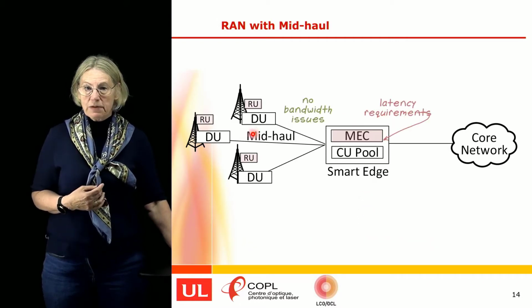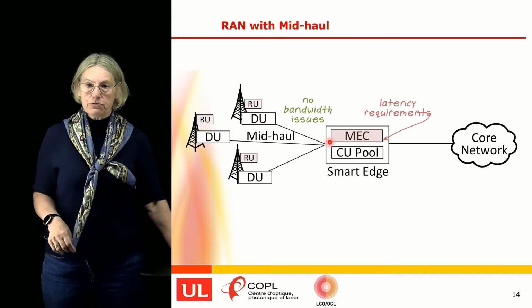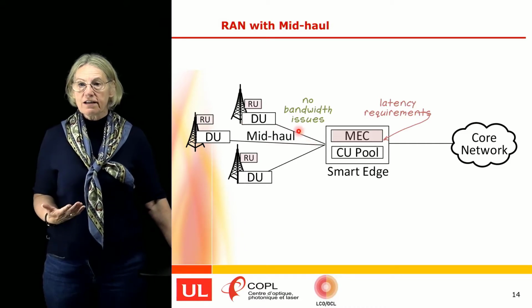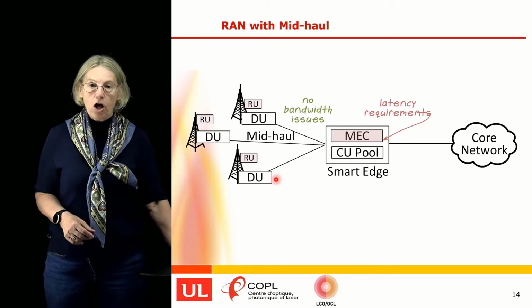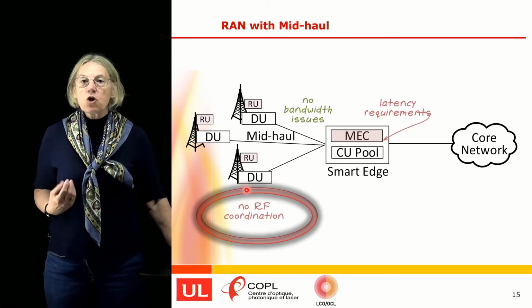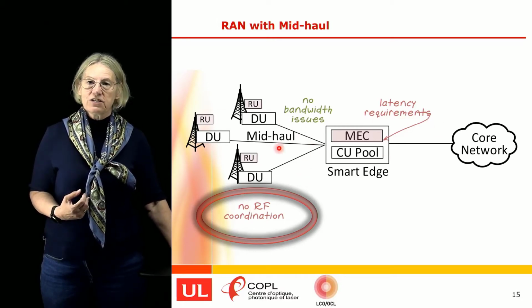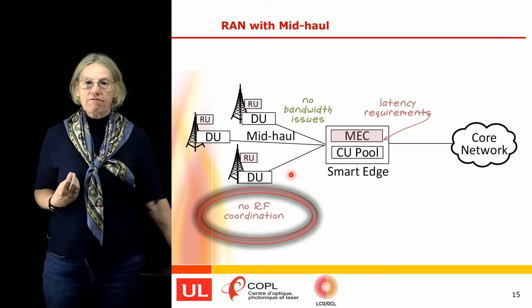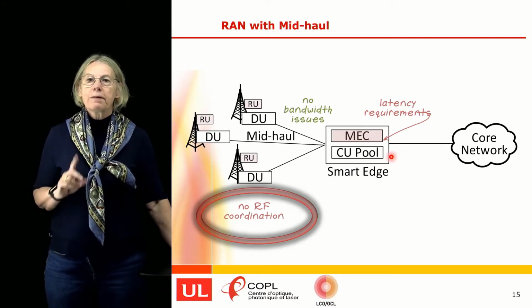So again, proximity is giving us latency requirement, and there's no bandwidth issues on this fiber because it's carrying basically digital data. There are no radio frequencies which are being carried on this mid-haul. But because I'm not carrying radio signals, that means there's no RF coordination. Even though I have a Smart Edge which has a connection to multiple antenna sites, I'm not able to coordinate at the RF level. Of course, with the central unit, I'm able to coordinate at the network layer, but not at the physical layer.